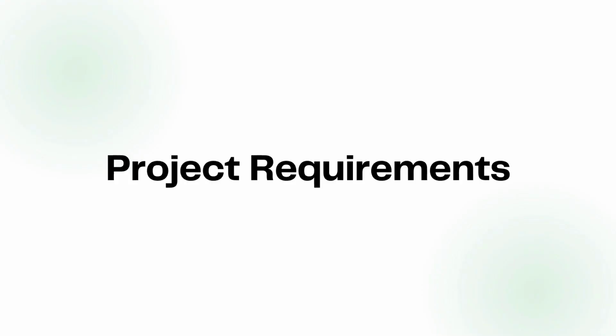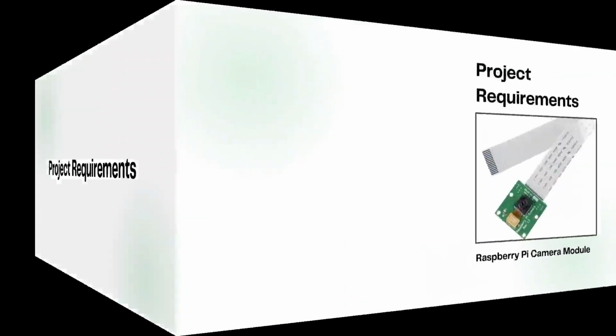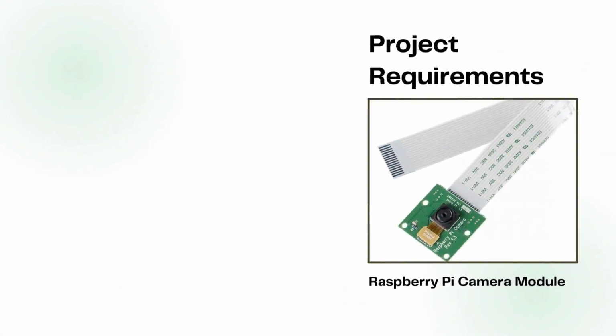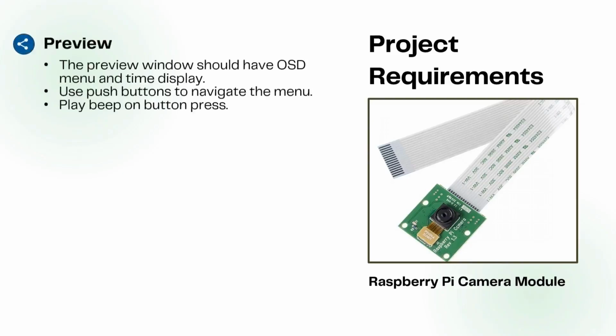Project requirements. A digital camera with preview, snapshot, video recording, and video streaming capability. This is our general requirement. The specifics are as follows. First one is, the preview window should have OSD menu and time display. Use push buttons to navigate the menu. Play beep sound on button press.